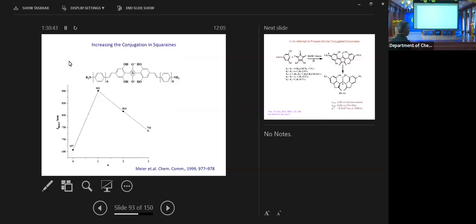And one more interesting thing with this was someone did calculate, they said, okay, if I extend the conjugation of this molecule, it should even absorb better, right? Simple logic, 900 nanometers. Okay, you extend the conjugation. But what they found is as they increase the conjugation, it dropped.